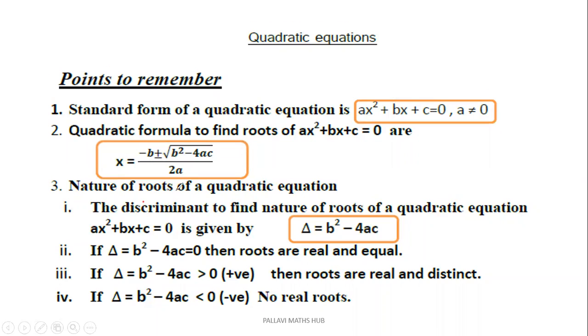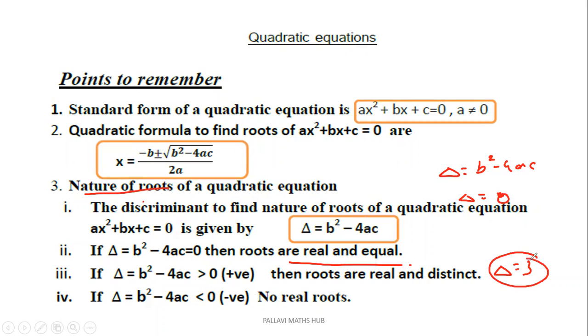Next, nature of the roots. Yes, this is also very important. Nature of the roots: delta is equal to b square minus 4ac. If delta is equal to 0, then the roots are real and equal. Delta greater than 0 means a positive value. For example, if you get 3 or 400, this is a positive number, right? So if you get a positive number, then the roots are real and distinct.